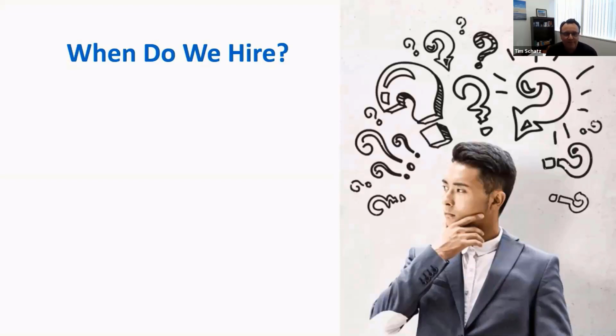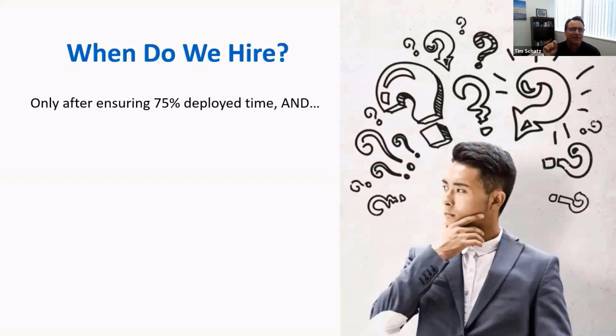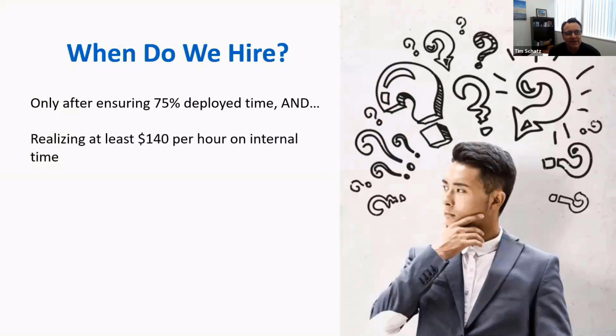And so one of the things that we do is we talk about, okay, when should we hire? Well, first thing is you need to make sure you're getting 75% efficiency, 75% customer-facing time. If you're not, you don't hire. And we should also be looking at realized labor rate. If we are realizing $140 an hour on our internal tech time, which is the correct amount that we should be billing on an hourly basis, then we potentially could hire.